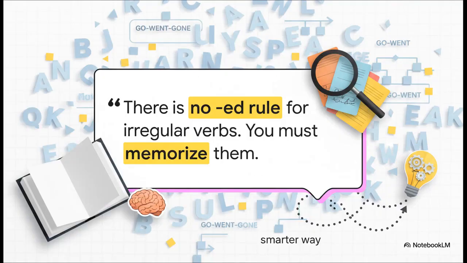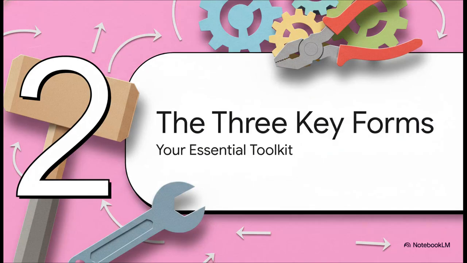Okay, and this is what everyone tells you, right? You just have to memorize them. And honestly, that sounds awful. Like you have to learn this huge, random list. But what if I told you there's a pattern hidden in all that chaos? A much smarter way to learn them. The secret really starts with this one key idea. Every single verb, whether it's regular or irregular, has three fundamental forms you need to know. Just think of this as your essential toolkit for building any sentence you want.